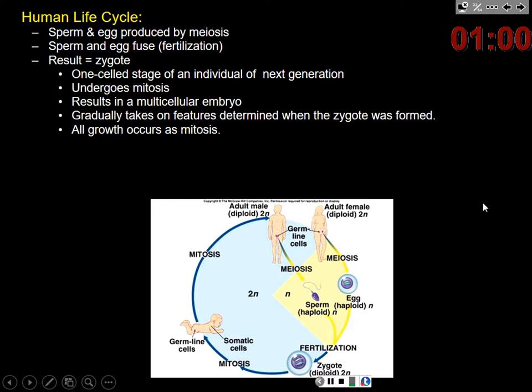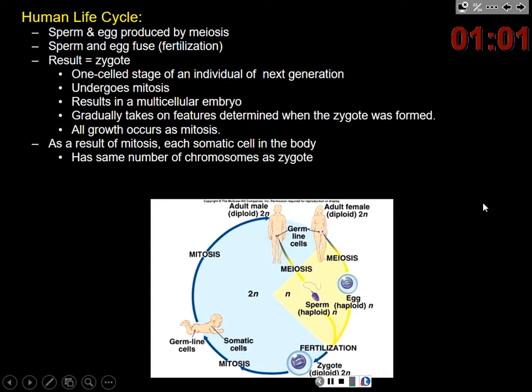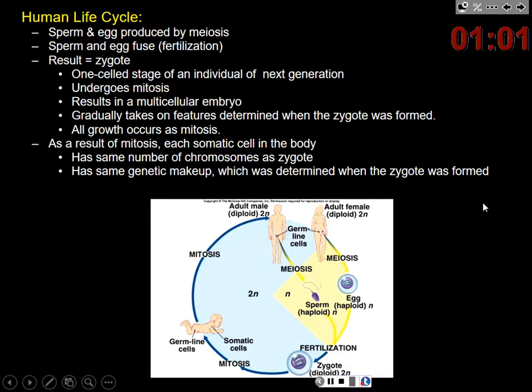So growth, development into adulthood, and then at adulthood, those germline cells start undergoing meiosis and producing gametes. As a result of mitosis, each somatic cell in your body has the same number of chromosomes and the same genetic makeup that was determined when the zygote was formed.